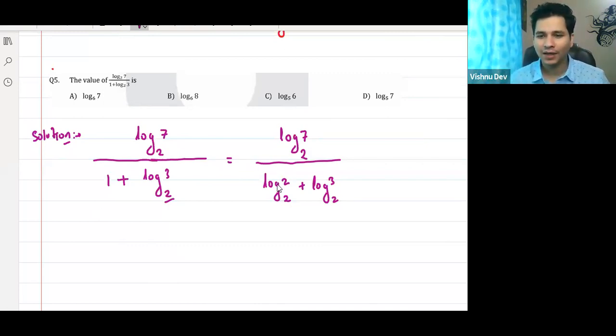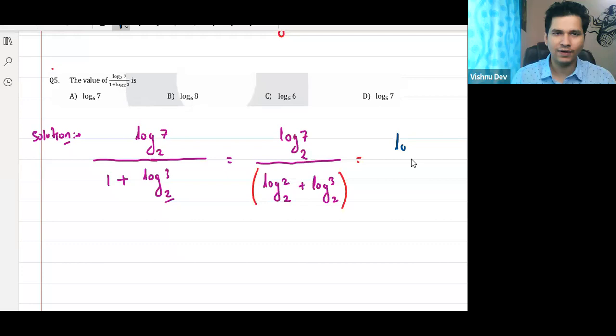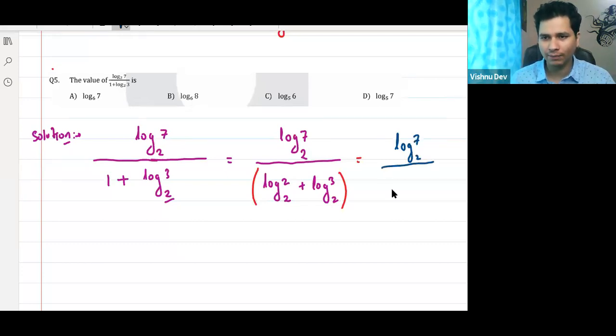Now, which property to use here? Tell me, think about it. Which property can we use over here? Property 1, sir. Very good, Shivansh. So let the numerator be the same. Now this can be written as log, now log A plus log B is log A into B. So 2 into 3 is 6 base 2.